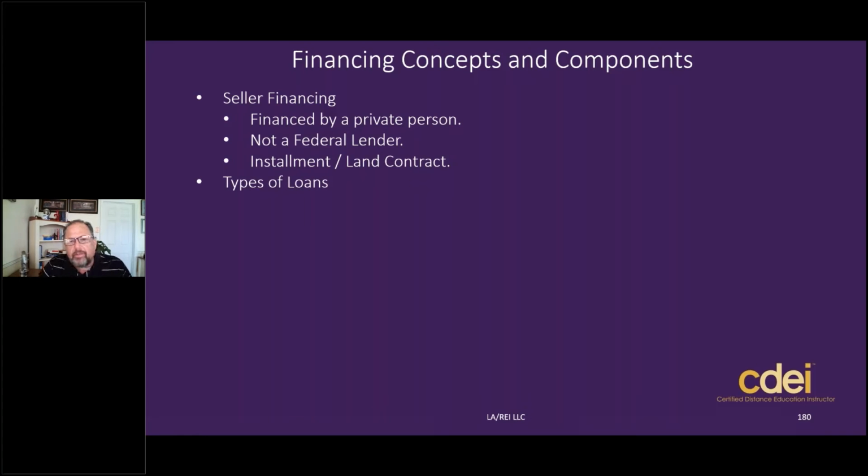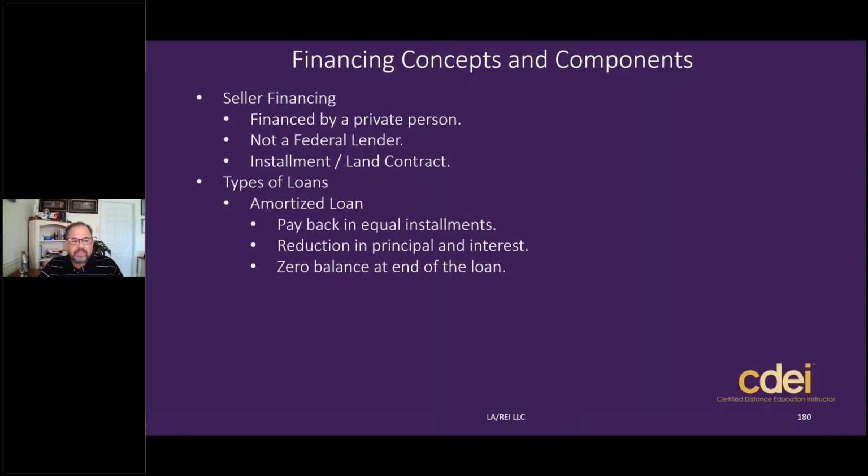Now, let's talk about types of loans. You want to know a few of these for the state exam. No doubt, recognize these when you see them on the test. So the first one, probably the most recognized that's done in purchasing today when it comes to home loans, is called amortized loans. Amortized means to pay back, okay?